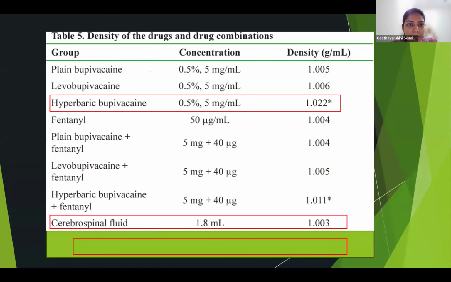This tabular column depicts the density of various local anesthetic solutions. The density of plain bupivacaine is 1.005. The density of hyperbaric bupivacaine is 1.022. The density of cerebrospinal fluid is 1.003. Here we can see that the hyperbaric solution is more dense than CSF. To make the solution hypobaric, the density of hypobaric bupivacaine is 0.9993.